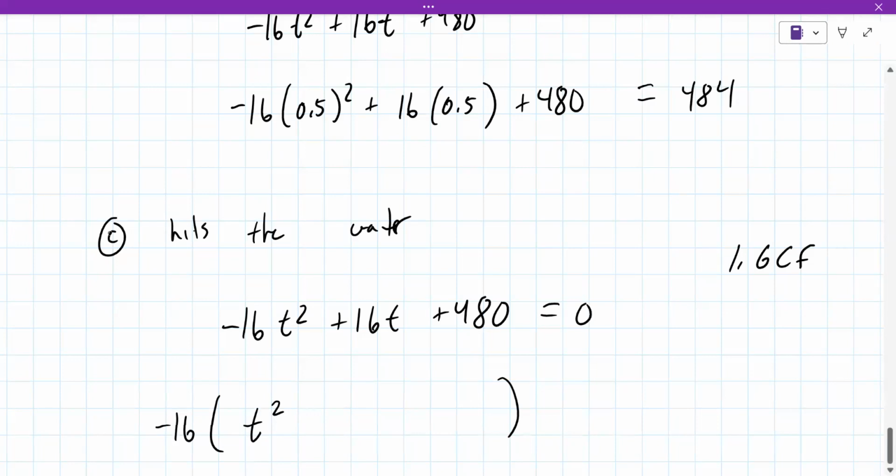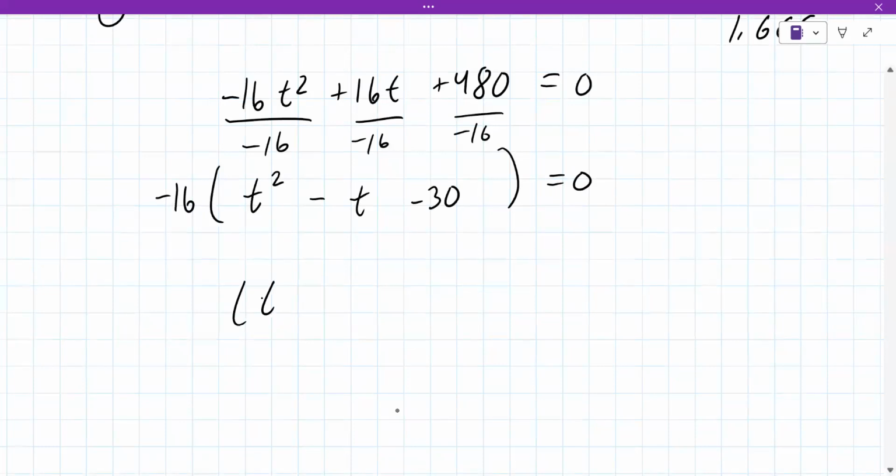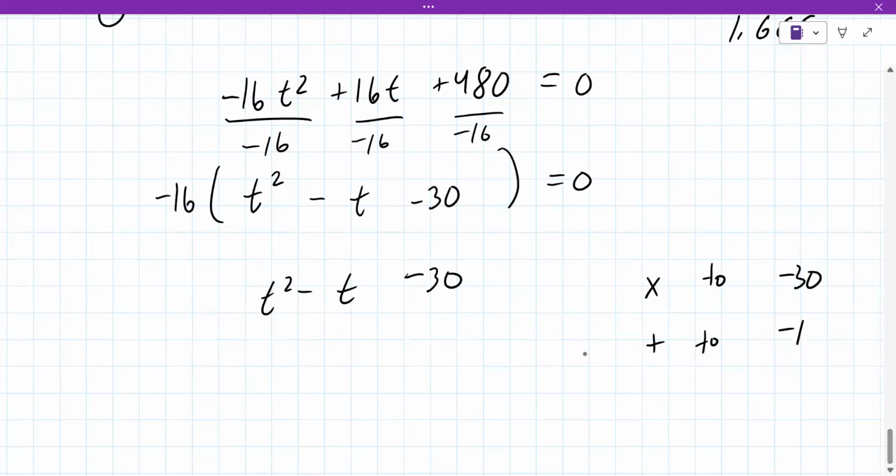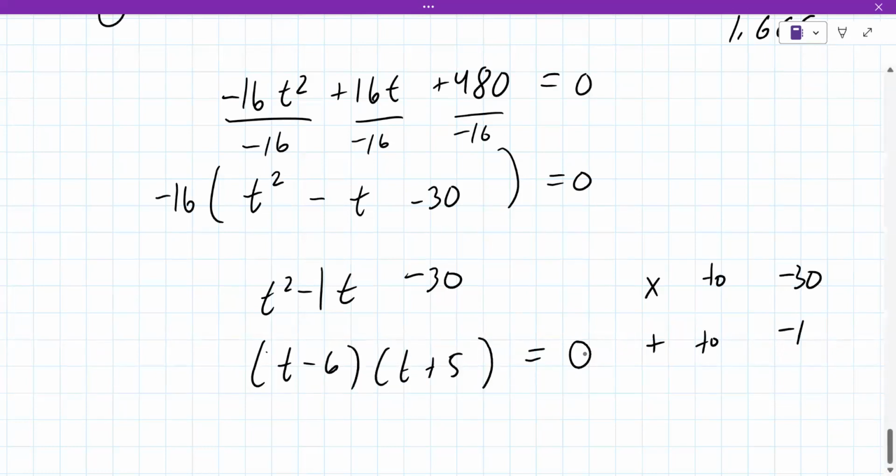T squared plus t minus... You're dividing each of these by minus 16. Minus 30. Yes. Okay, so let's focus on the part inside parentheses here. You need to find two numbers that multiply to negative 30 but add to negative 1. Negative 6 plus 5. So we have t minus 6, t plus 5. What do we do from here?